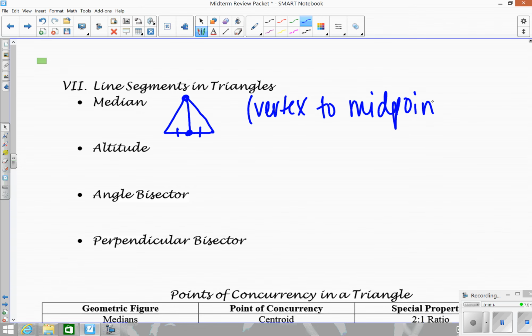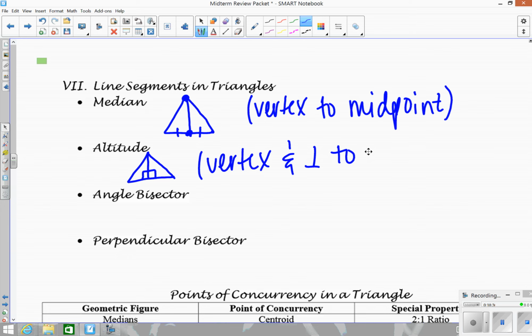Mid-segments have to connect to two midpoints. Medians go from the vertex to the midpoint. So it doesn't have to be perpendicular, it just has to connect to the midpoint. What makes an altitude is that it goes from the vertex and perpendicular to the opposite side. So it's vertex and perpendicular to the opposite side.